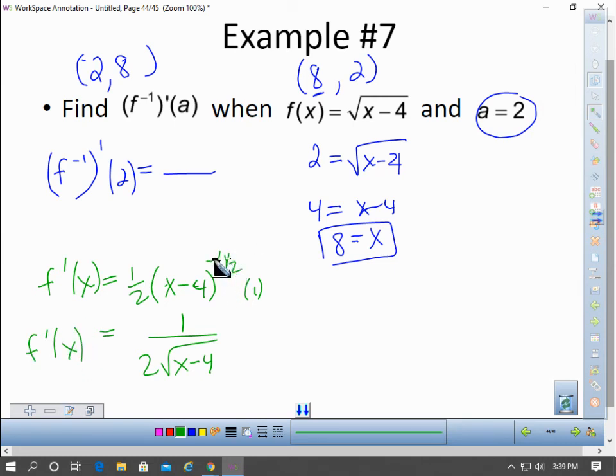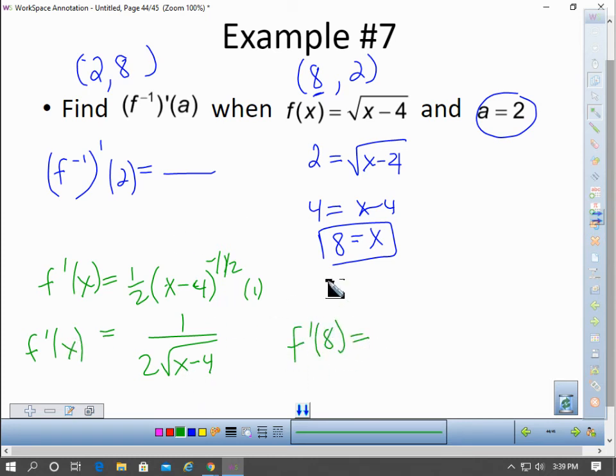1/2 is a square root. The negative means put it in the denominator. All right, so I took the derivative of this function, and I'm going to evaluate it at my x coordinate that I found. Because I set it equal to this y value to find the x coordinate so I could use it. So now what is f prime of 8?